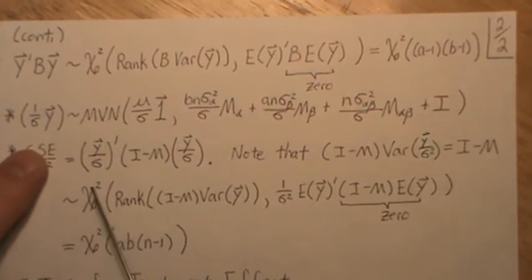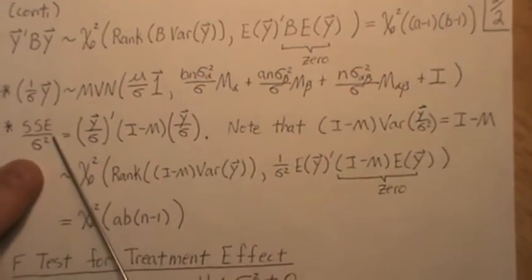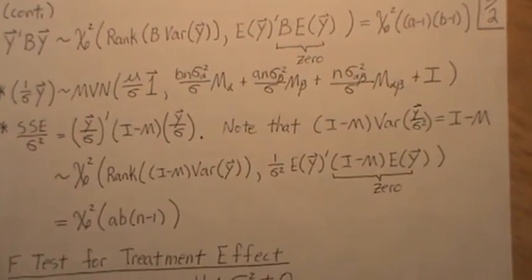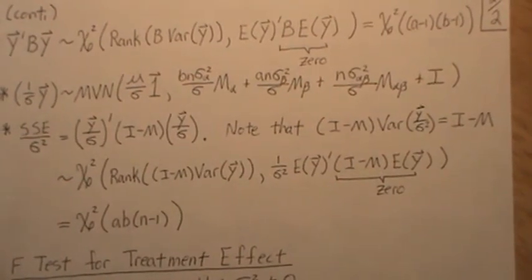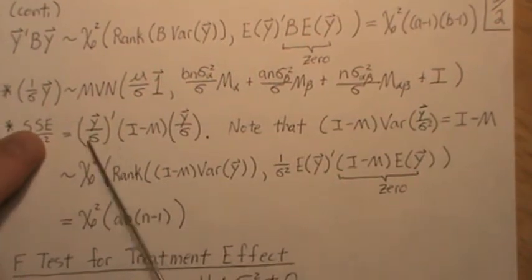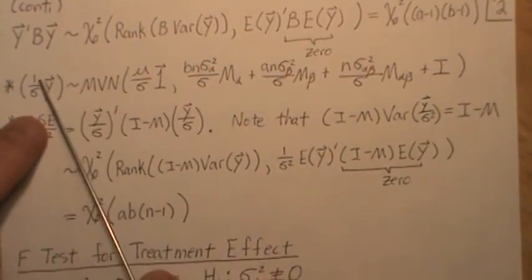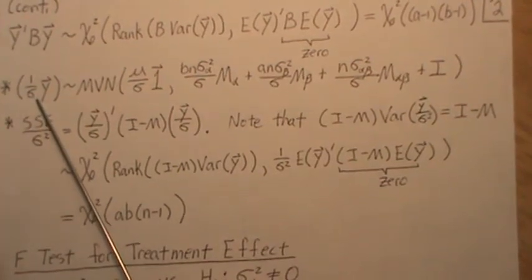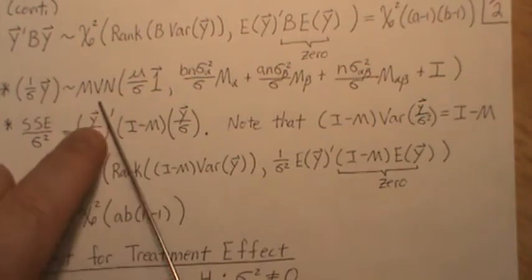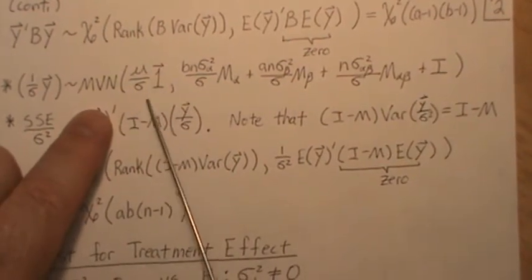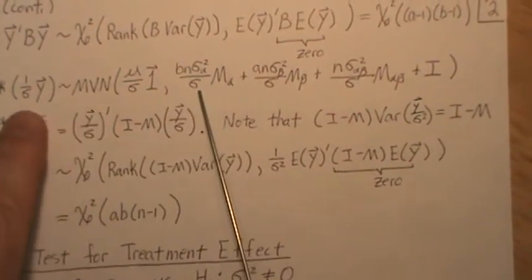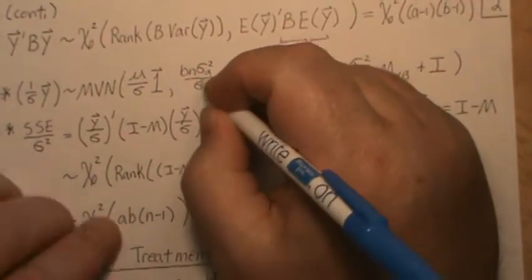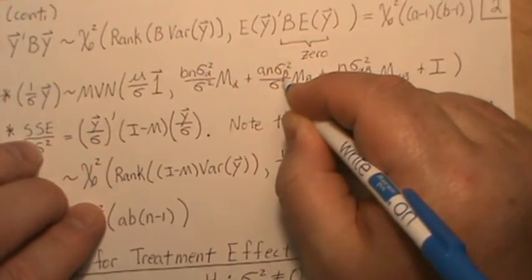Now, to do the sums of squares error over sigma squared, I'm going to do something different. You absolutely don't have to do this, but I just want to show you that the theorem works whatever you assume. We divide Y by sigma, and again, you absolutely don't have to do this. This is just an illustration. And then that becomes a multivariate normal with this mean, and then the variance is divided by each of those. And that should be sigma squared.